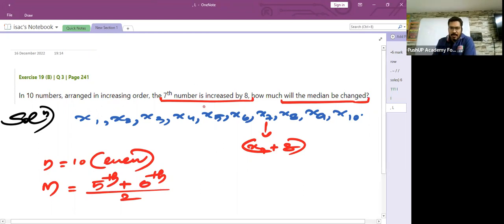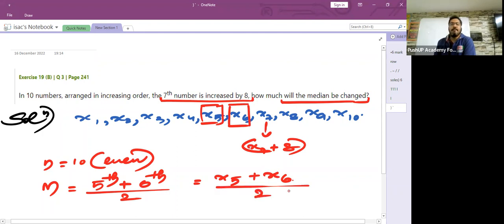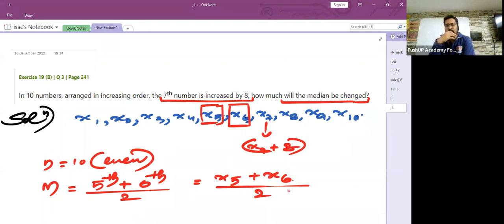So let me see which are the 5th and the 6th terms here. The 5th term is X5. The 6th term is what? X6. So children, if you had to find the median value, it should have been X5 plus X6 whole divided by 2, isn't it? X5 plus X6 whole divided by 2. This should have been the median.